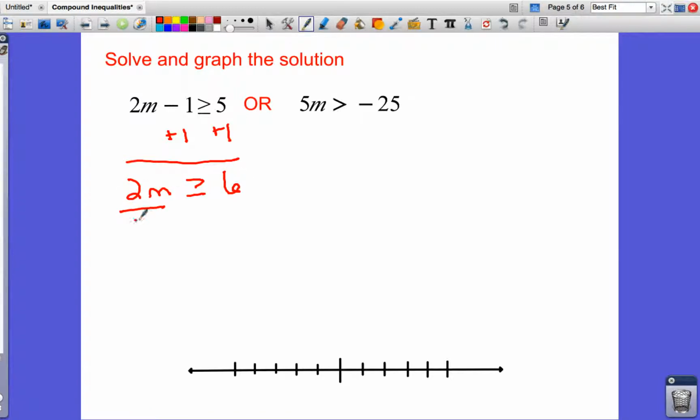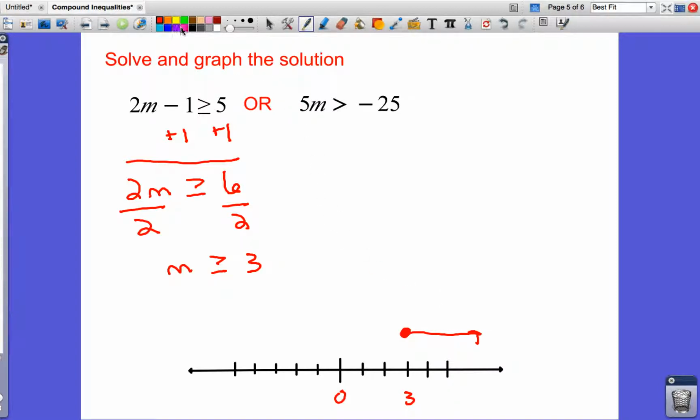Now I need to get m by itself. I need to divide both sides by 2. M is greater than or equal to 3. Okay, now let's go ahead and just graph that while we're here. So I'll put 0, 1, 2, we'll make sure 3 is right here. Greater than or equal to 3 is going to look like this.